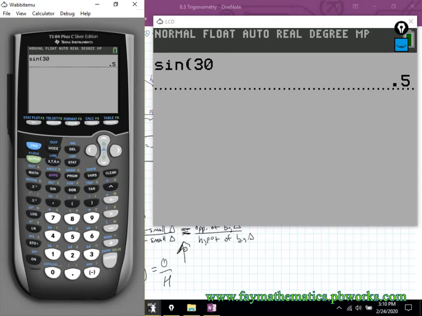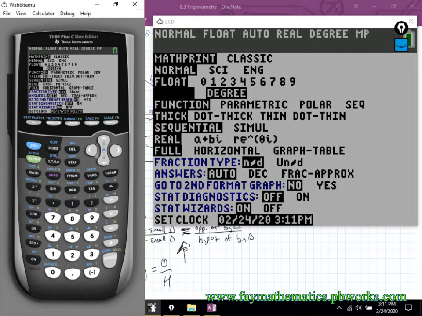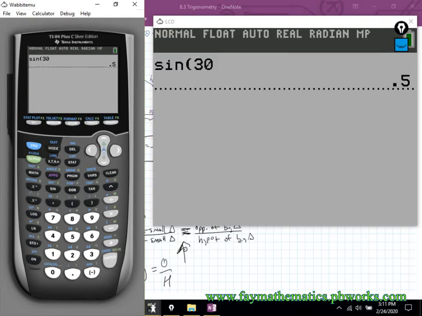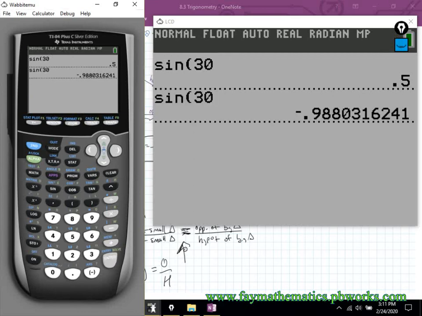If I typed in sine of 30 and it was in radians, I'll just show you the difference here. If I was in radians, sine of 30 is not 0.5. So we're going to use this 0.5 as a scale factor, and we'll use it as sine 30 in our problems. When you type in our calculator that way, you have to make sure you're in the right mode.